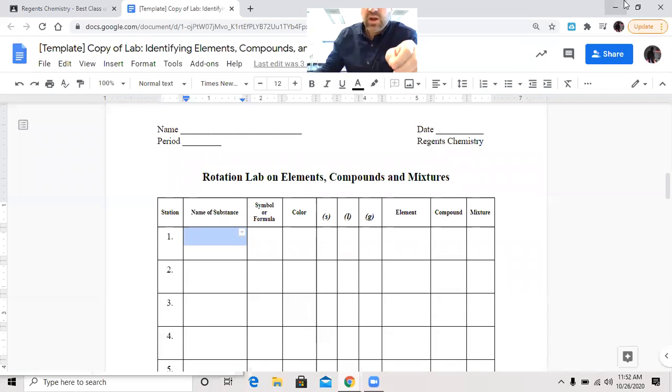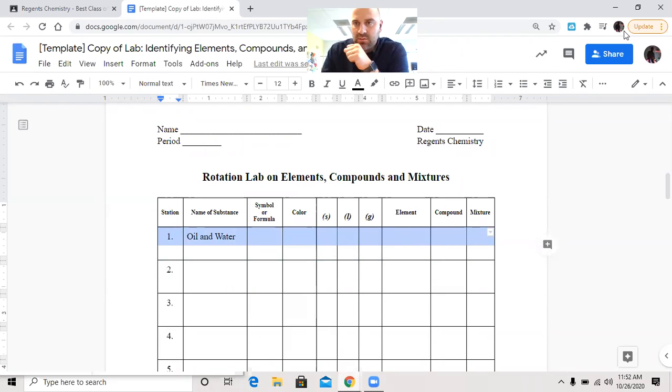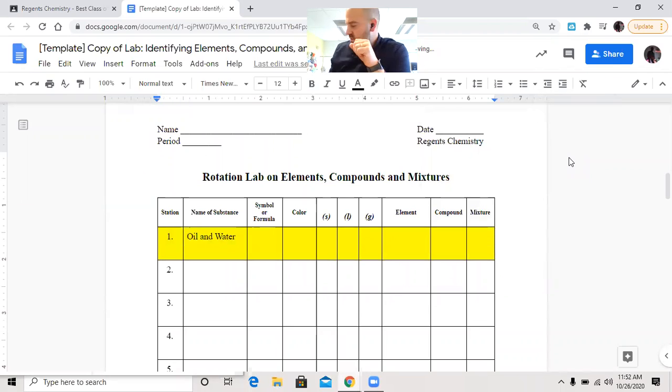So what we're doing, we're going to write oil and water under name of substance. Field trip, here we go. Jump on board, everybody. Water. So oil and water. I'm going to put a background color here. You do not have to put a background color. You don't have to waste your time with it. That's totally fine. So the first one is oil and water.